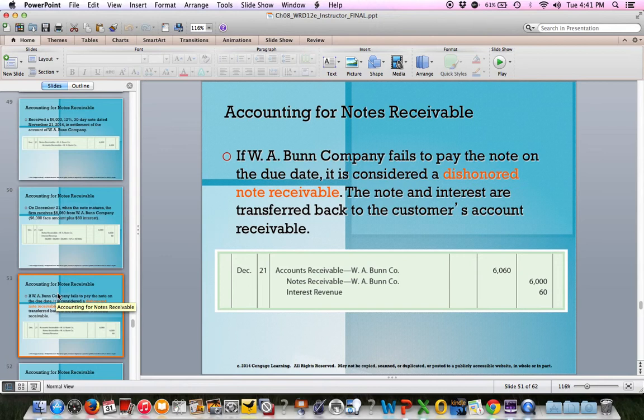It says that if W.A. Bunn fails to pay the note on the due date, it would be considered to be a dishonored note. The note and interest are transferred back to account receivable. Okay, so basically if they don't pay after 30 days, we basically say, okay, we're turning that into an account receivable, not for 6,000 but for 6,060 because you owe us the interest.